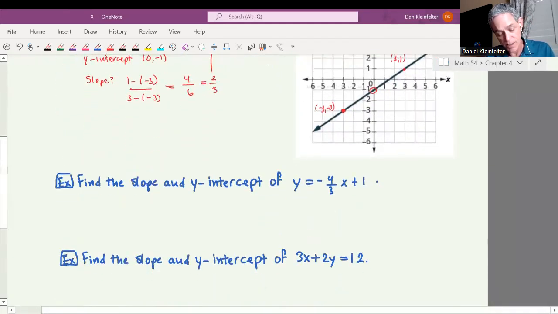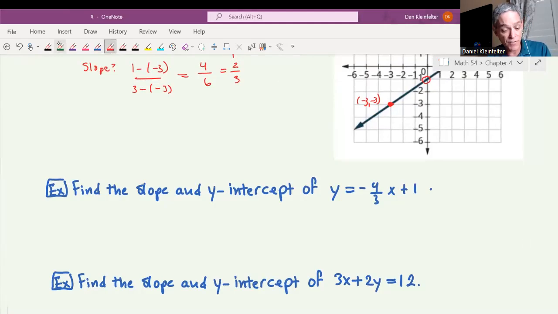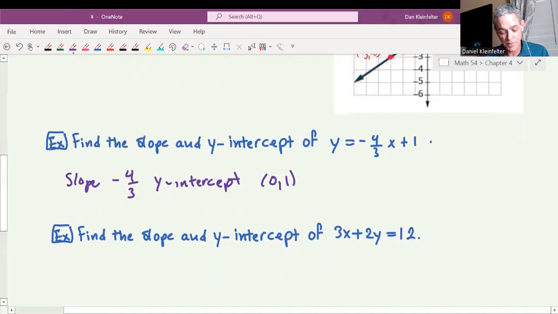Okay, so next, we don't have the picture, but that's okay. We're going to find the slope and y-intercept of y equals -4/3 x plus 1. Just reading off the formula, the slope is going to be -4/3. The y-intercept will be the point (0, 1). The +1 in the back tells us that the y-intercept is 1.